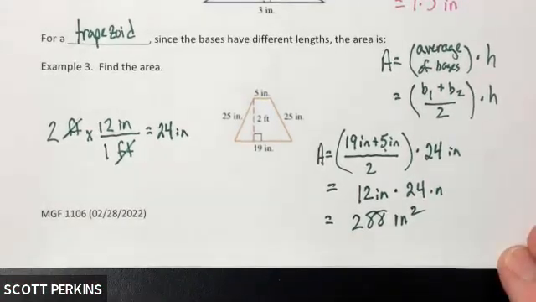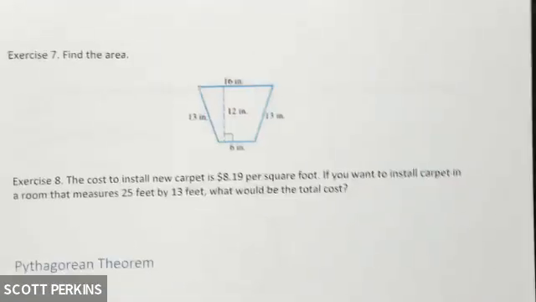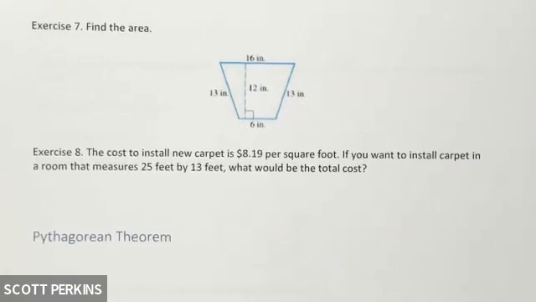Yes, that was a little more complicated than the others. Is there a question, comment, concern about finding the area of a trapezoid? Average of the bases times the height. So exercise 7, you have your own trapezoid to go ahead and find the area of.